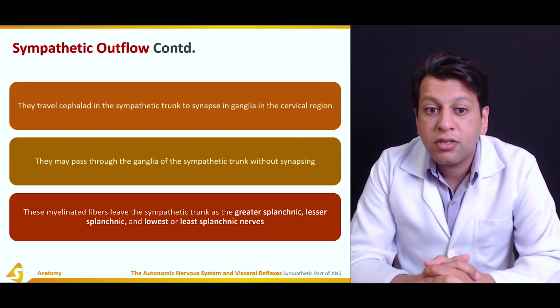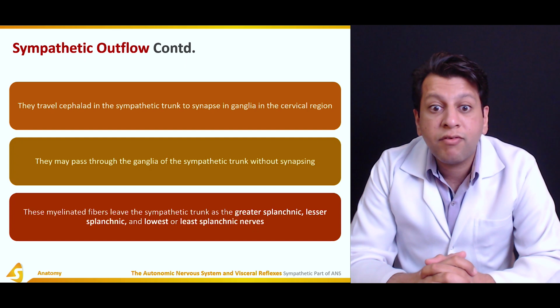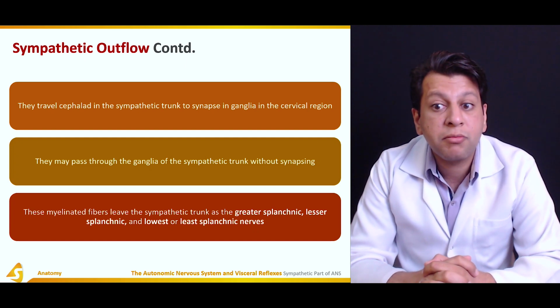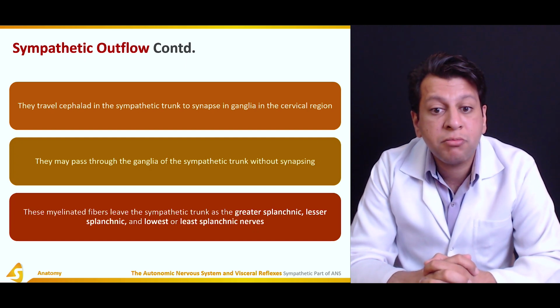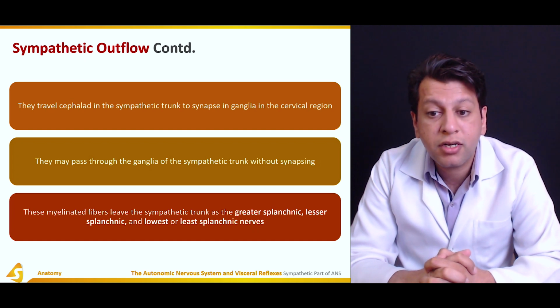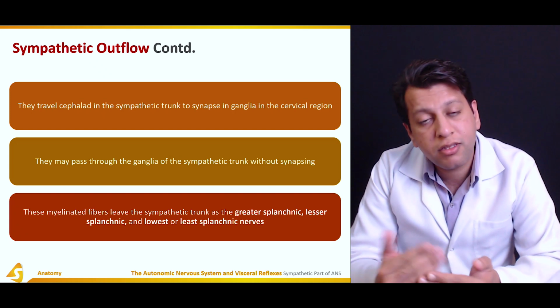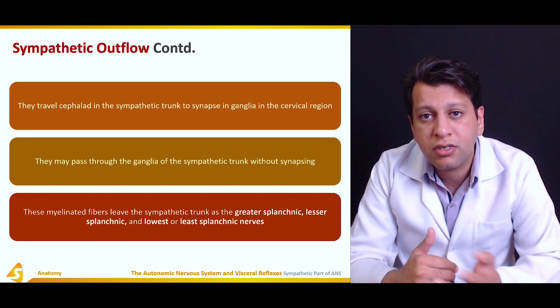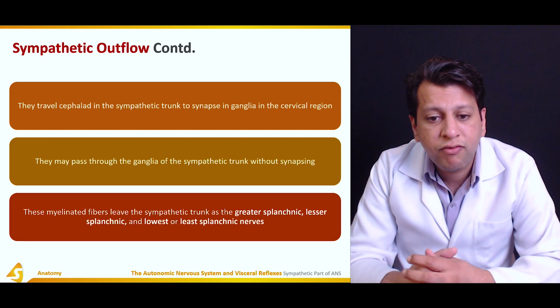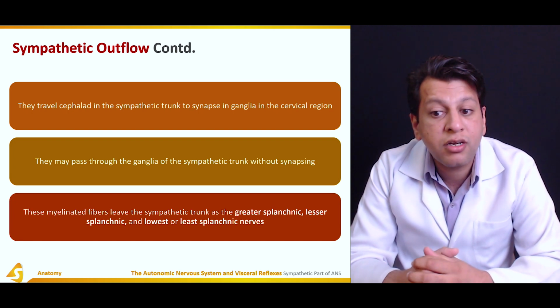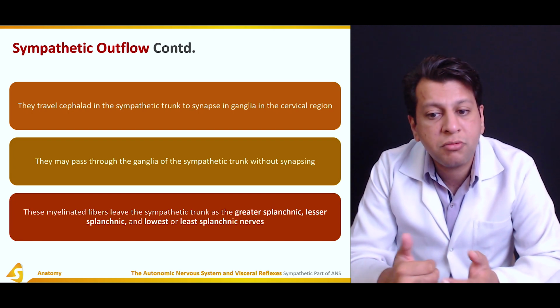That is what this is saying. They travel cephalad in the sympathetic trunk to synapse in the ganglia in the cervical region. They may pass through the ganglia of the sympathetic trunk without synapsing, as can also happen, and they finally synapse in the ganglia which is near the effector organ. These myelinated fibers leave the sympathetic trunk as the greater splanchnic, lesser splanchnic, and lowest or least splanchnic nerves.